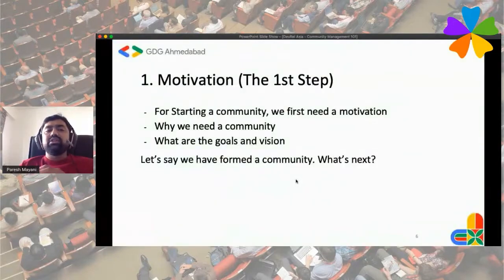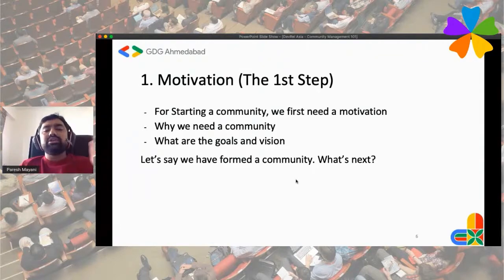So very first point, motivation. Whenever we are forming or starting any community, we first need motivation. Why are we forming a community? Why do we need the community? So basically, just study and do the research in your city, in your town, and then form a community with goals and vision.